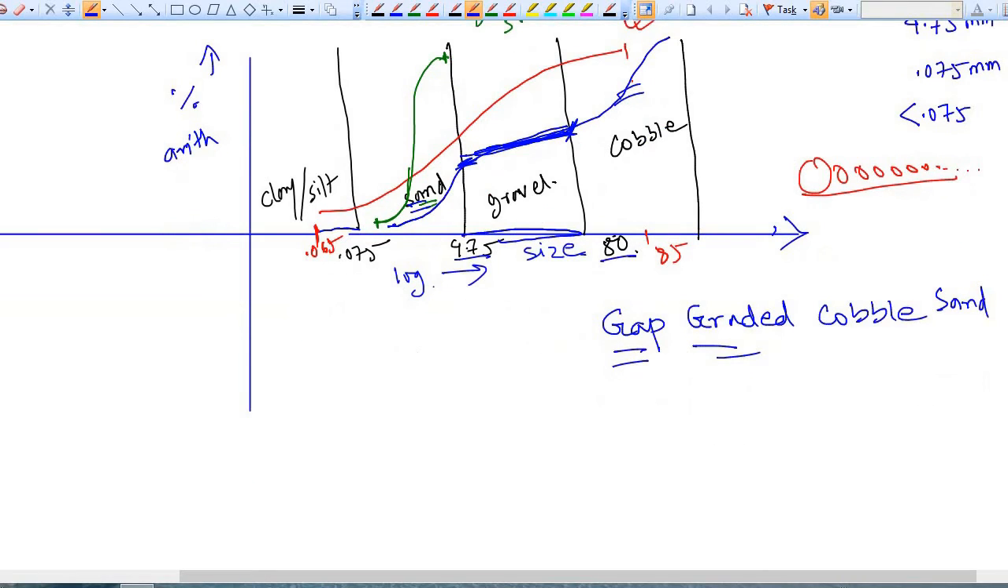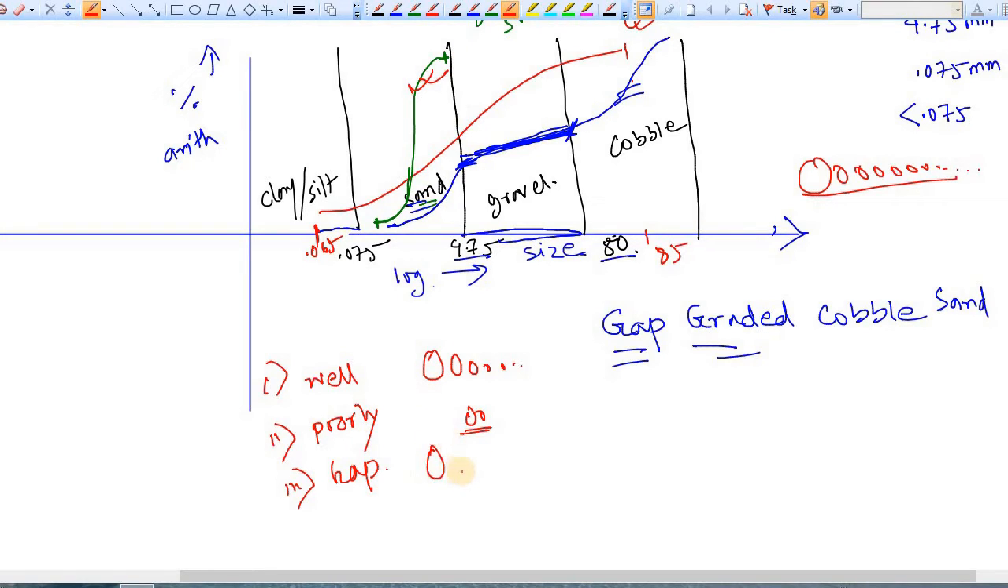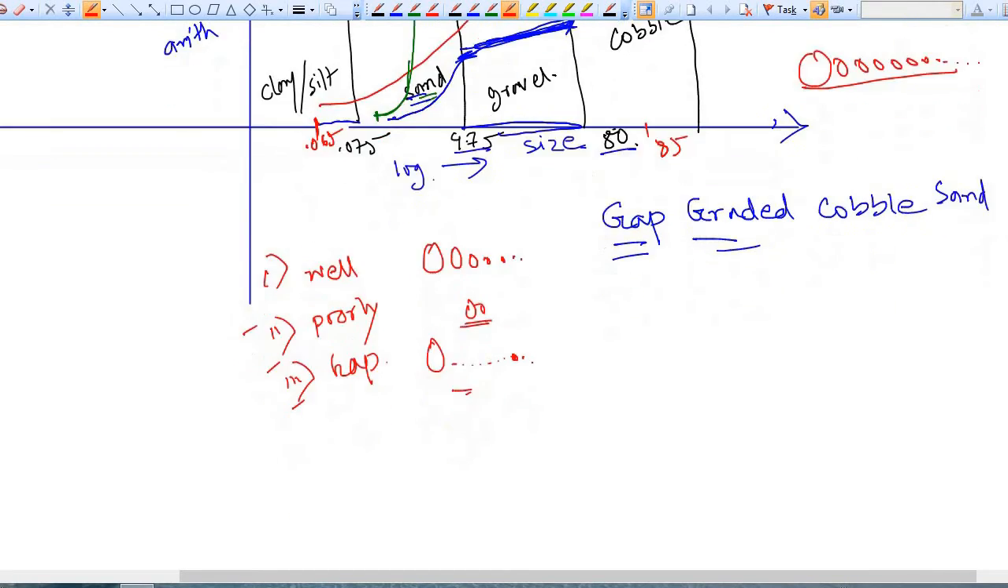So what are the main three things we have discussed here? First is well graded soil. Second is poorly graded soil, and third is gap graded soil. In well graded soil you will get particles like this. In poorly graded soil you will get only a particular range of particles, for example here poorly graded sand. And in gap graded soil you will first get the big ones, then the middle sizes are missing, then you get the smaller ones. Okay, so this is the difference between these three things. And there is one more parameter which you can describe for your coarse grained soil.